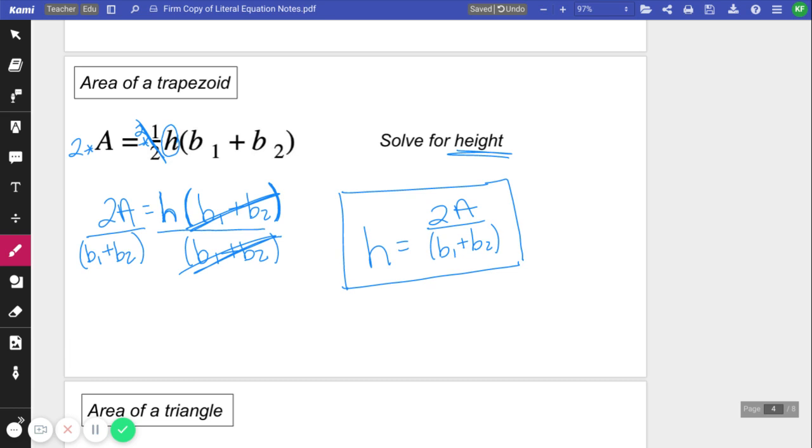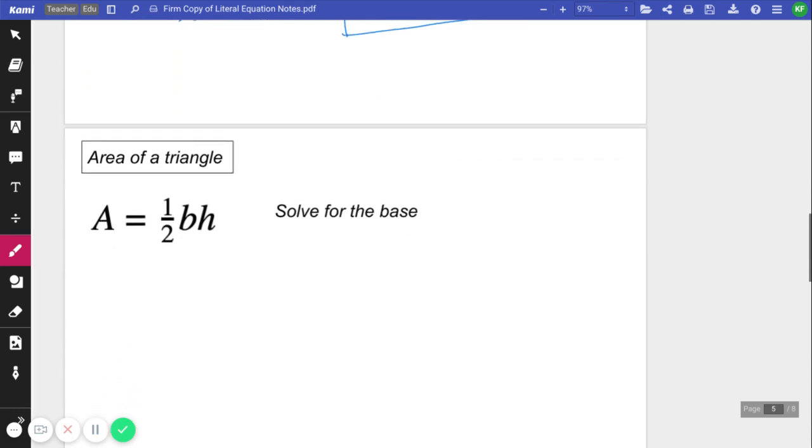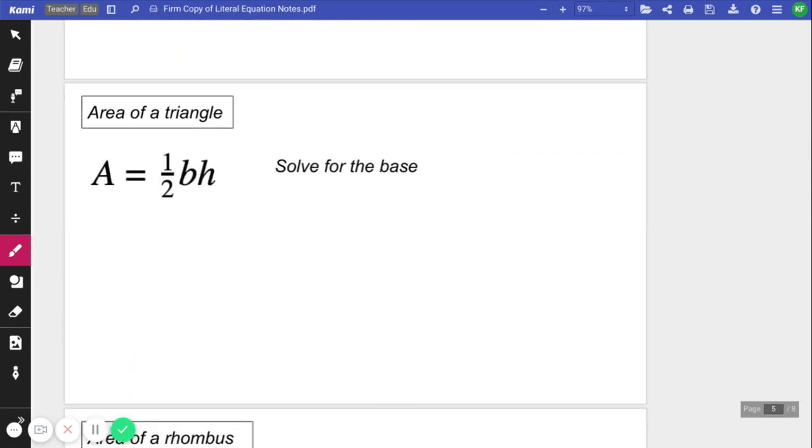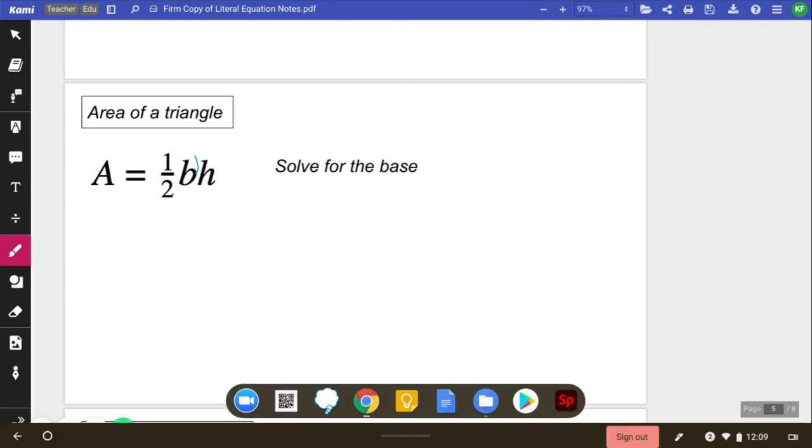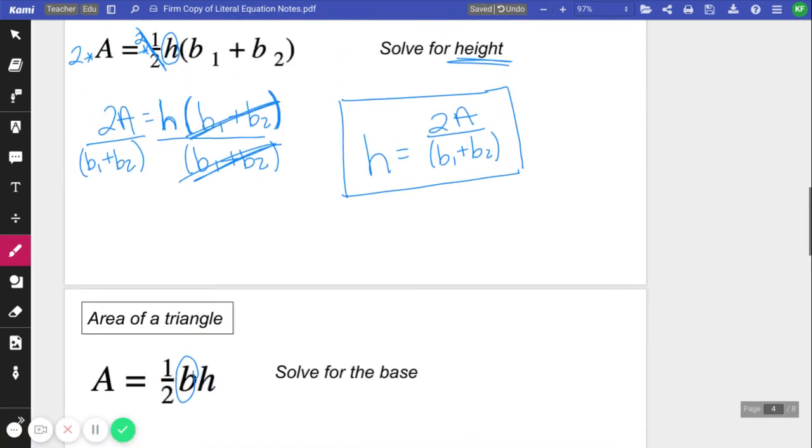So you'll notice that literal equations typically involve some sort of division. Sometimes they will also have a fraction pretty regularly that you have to cancel out or move over as well. Okay, area of a triangle. So I see a fraction. Oh, I guess I should say what I'm solving for. We're solving for base.